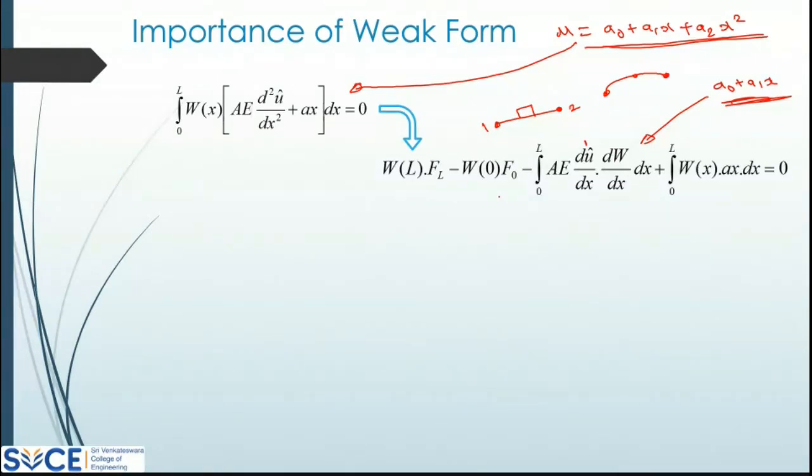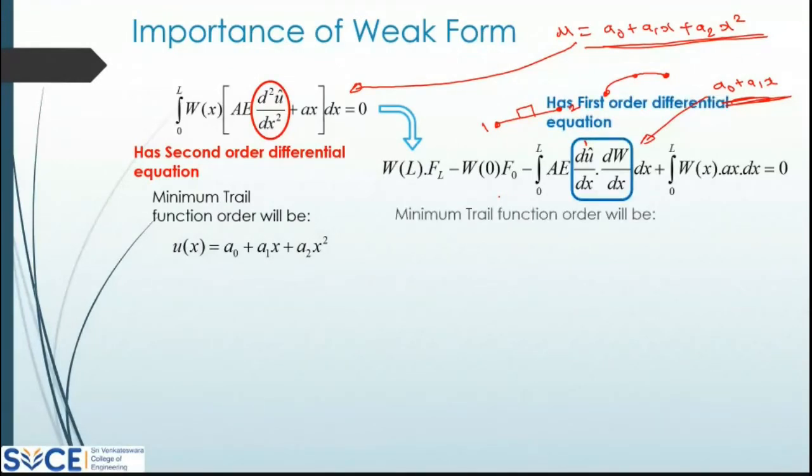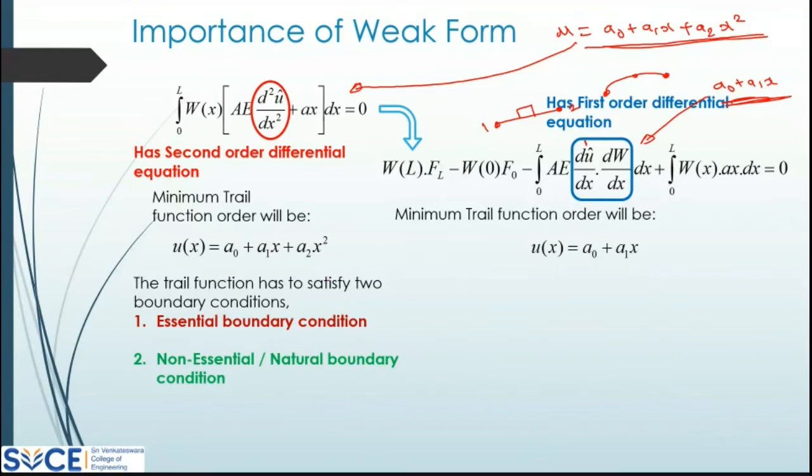Okay, what are the other importance? It is a second order equation, so that's what I'm indicating. So the minimum trial function required is up to this. Whereas this is a first order equation, and the minimum trial function is just a naught plus a1x. This is the first one. Second, if you have this trial function, you need at least two boundary conditions, right? One we call an essential boundary condition, the other is a natural boundary condition.